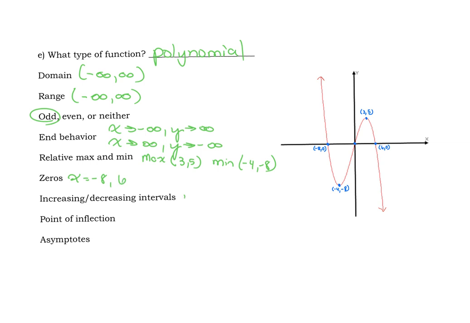There is an increasing interval from negative 4 to 3, and there are two parts of the decreasing interval, so negative infinity to negative 4, and also 3 to infinity. Point of inflection is where I add the x's and divide by 2, so I've got negative 4 plus 3 over 2, so it's at negative 1/2. I don't have the equation to find the y, and there is no asymptote.